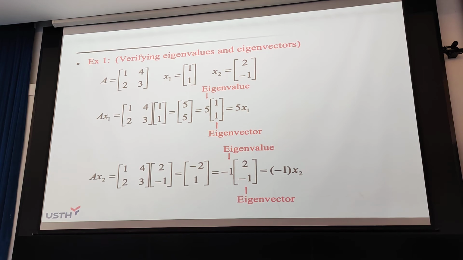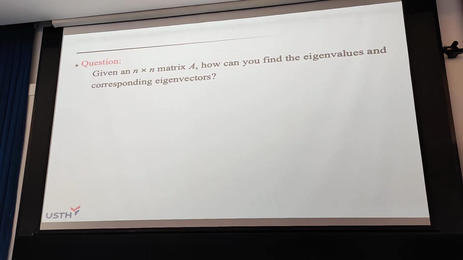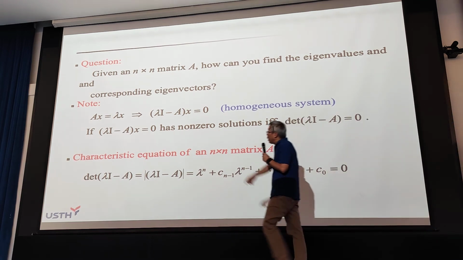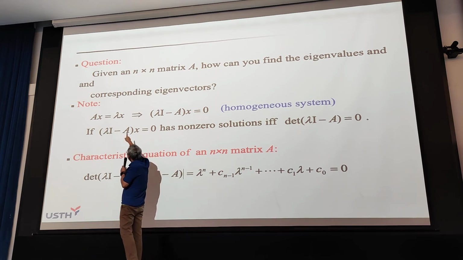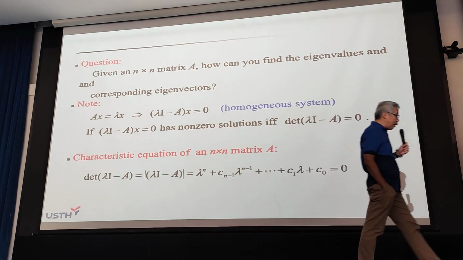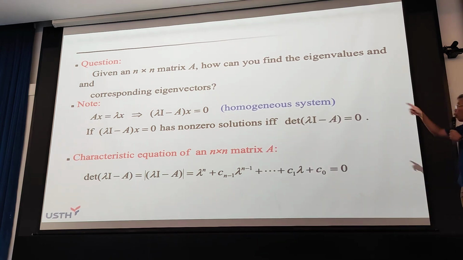And how can we do that? Suppose that you are given a matrix A. How can you find all the eigenvalues and the corresponding eigenvectors? The first one, because the eigenvalue and eigenvector is given by Ax equals lambda x. I mentioned that already, that is the fundamental equation for eigenvalue problems. Then from that we get (lambda I minus A)x. I can explain to you here.